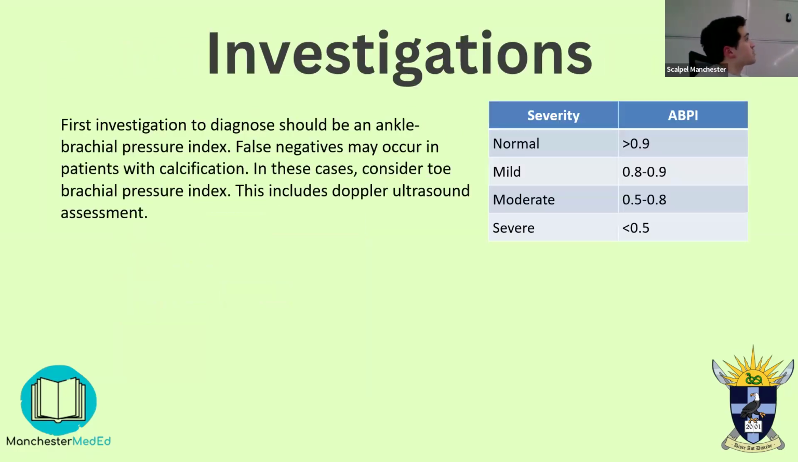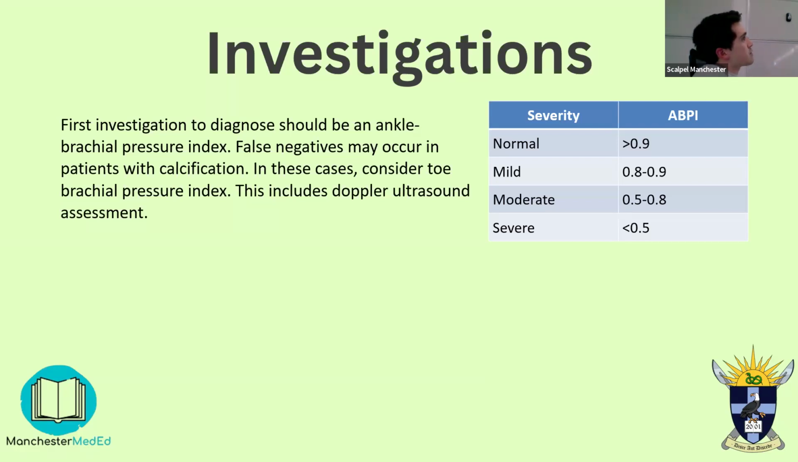So what investigations do you do for patients with chronic limb ischemia? And this goes for both your claudicants and your chronic limb-threatening ischemia patients. So the first investigation is an ankle brachial pressure index. It's worth being aware that you can see this table on the right-hand side there, looking at different gradings based on ABPI. So normal being greater than 0.9, mild being 0.8 to 0.9, moderate being 0.5 to 0.8, and severe being less than 0.5. So severe, that's equivalent to CLTI.